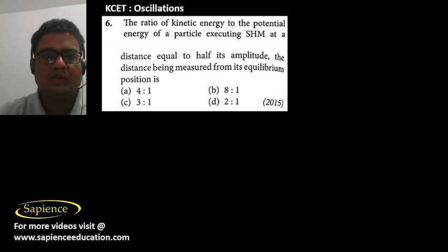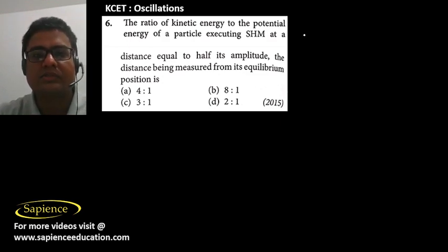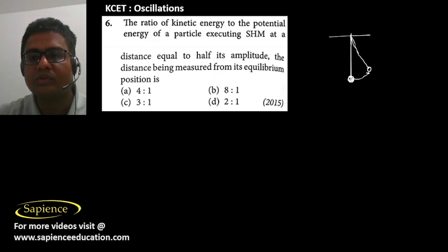Then here it is told that the ratio of kinetic energy to the potential energy of a particle executing SHM at a distance equal to half its amplitude. So suppose there is a simple pendulum which is performing SHM. The bob of the simple pendulum is performing SHM, and suppose the amplitude is A.